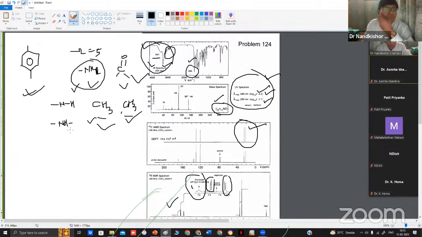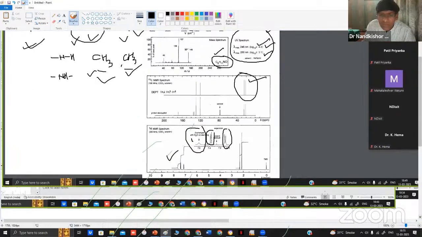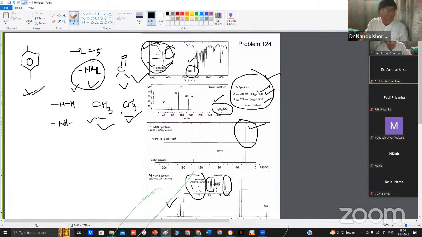So if there is an NH group, there may be a possibility of an N-methyl group present in this structure, because both the CH3 groups are singlets, and their values differ slightly, in the range of 2 to 2.5. So probably one group is attached to the aromatic ring, and another group may be attached to the nitrogen. So what is the probable structure?